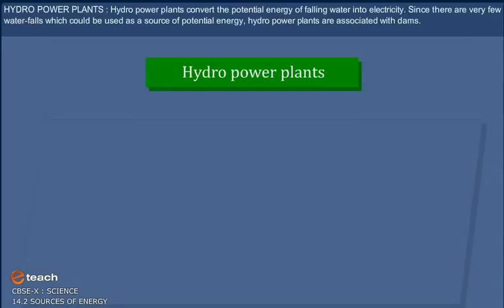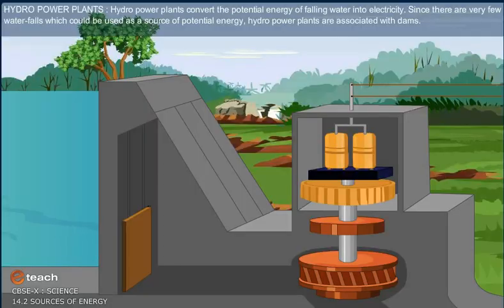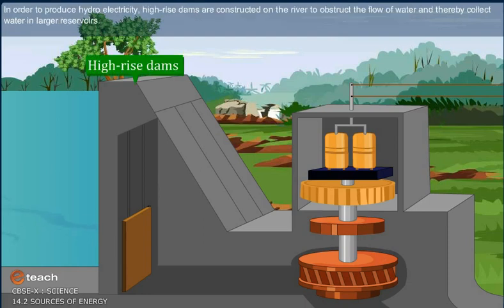Hydropower plants. Hydropower plants convert the potential energy of falling water into electricity. Since there are very few waterfalls which could be used as a source of potential energy, hydropower plants are associated with dams. In order to produce hydroelectricity, high-rise dams are constructed on the river to obstruct the flow of water and thereby collect water in larger reservoirs.